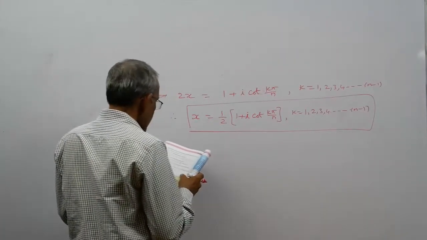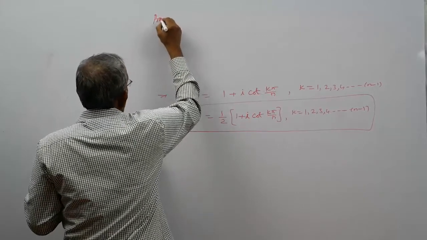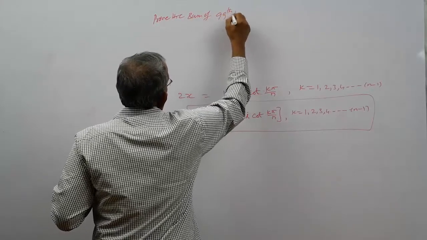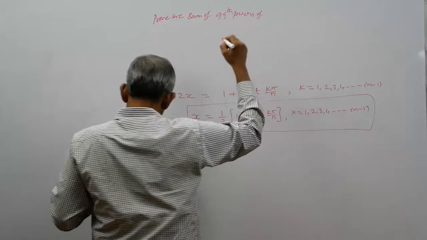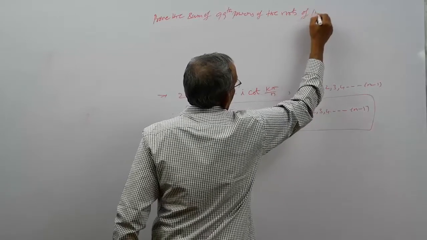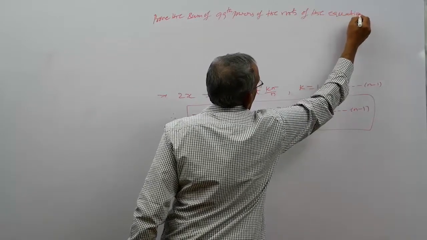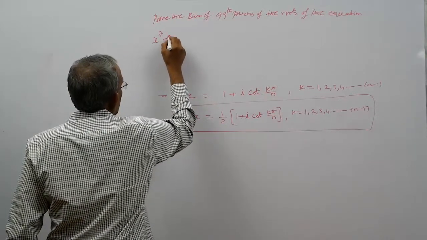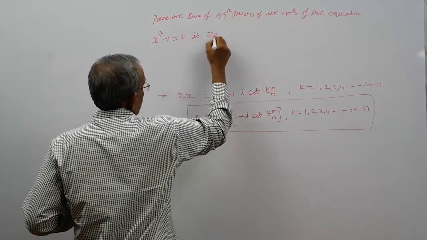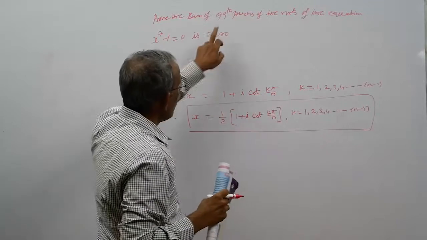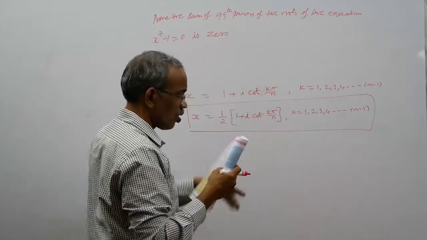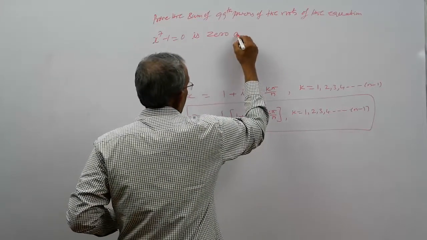To prove that the sum of the 99th powers of the roots of the equation x to the power of 7 minus 1 equal to 0 is 0, and hence deduce the roots of x to the power of 6 plus x to the power of 5 plus x to the power of 4 plus x cube plus x square plus x plus 1 is equal to 0.